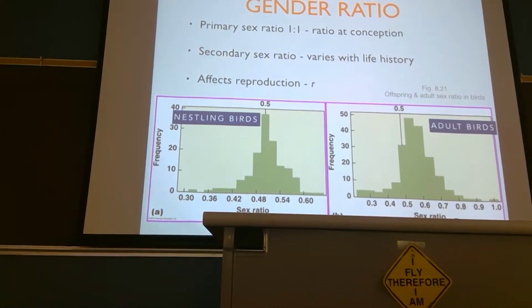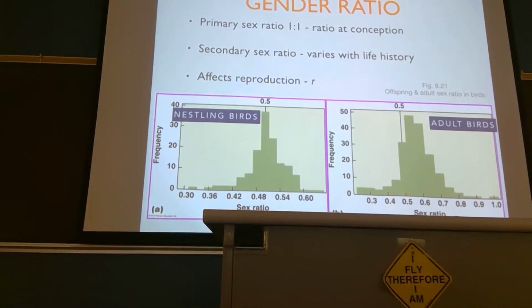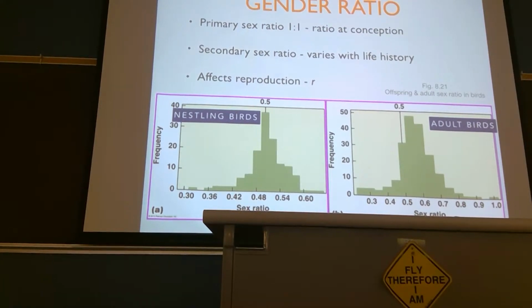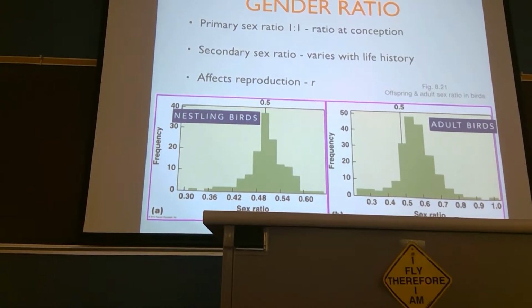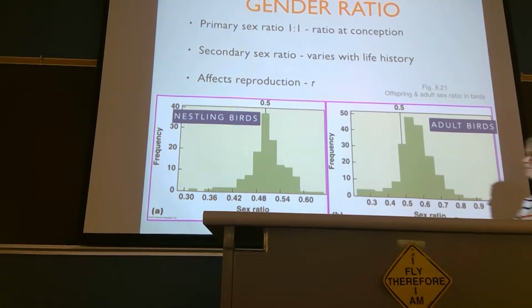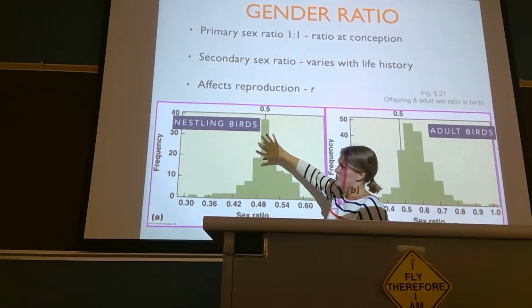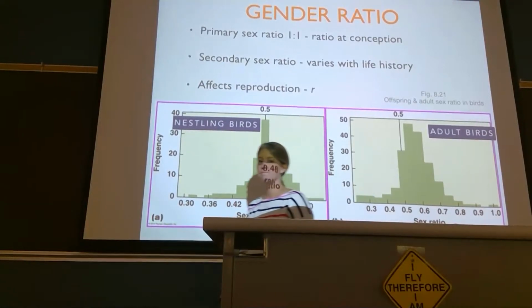What can be really interesting is looking at the sex ratio, males to females. In all species, it's pretty much 1-to-1 at birth. For most species, equal numbers of males and females are born into those early cohorts of individuals. That's what we see here in terms of these nestling birds, that there's about 50-50, 1-to-1, males to females in those early age classes.